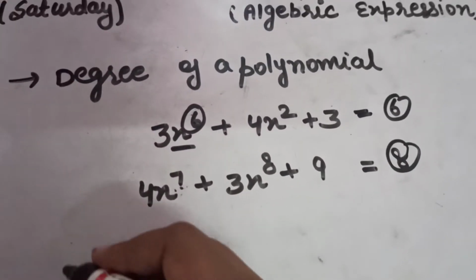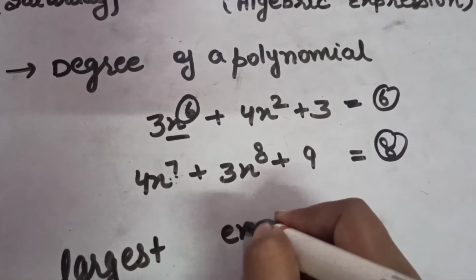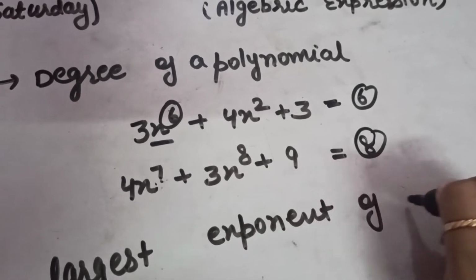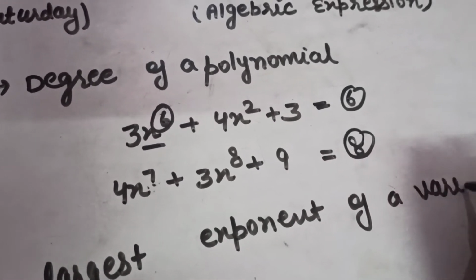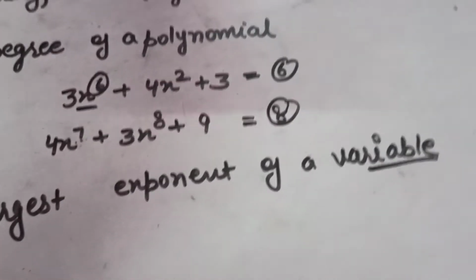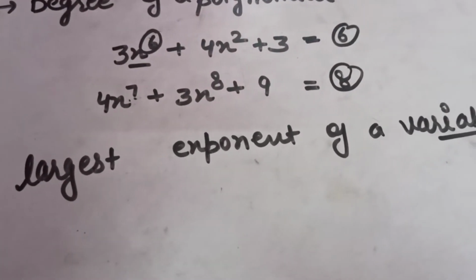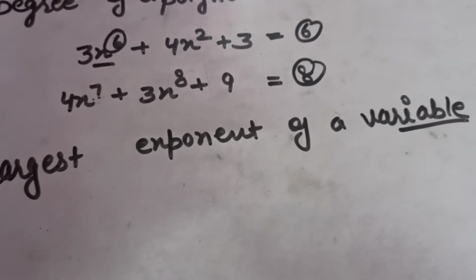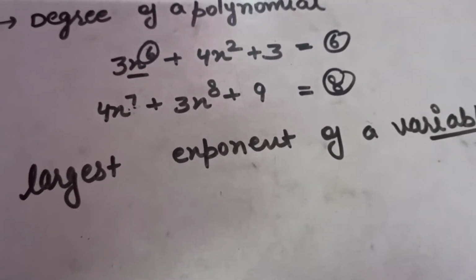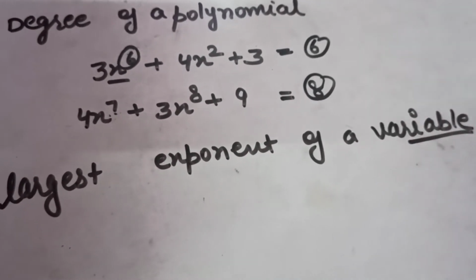Degree of a polynomial is the largest exponent of a variable. Variable means x, y, z, a, b, c, whatever, then the largest exponent of the variable is the degree of the polynomial. Clear? After this, there comes the topic factors and coefficient.